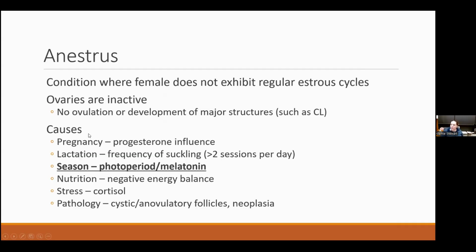And I briefly touched on this, but we've got pregnancy because of the progesterone influence, and lactation. A lot of times this has to do with how often they're suckling. Season, I'm going to talk about that in a lot more detail on the next couple slides. Nutrition, again, they've got to be in a good energy balance to cycle. Stress, things like stress can alter their ability to cycle. And then any types of pathology can definitely affect their ability to cycle.